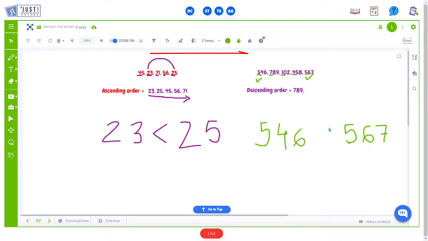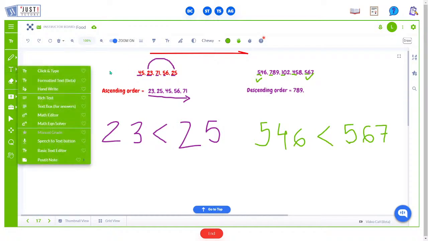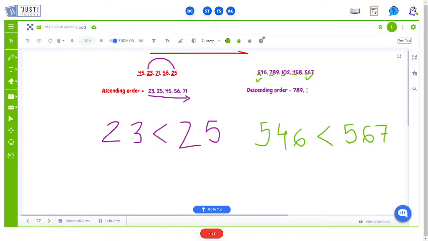So if we look at both the numbers carefully, we notice that 567 is bigger, 567 is more. So the next number that we would get is 567. 567 जो है वो bigger है. So उसको पहले लिखेंगे, then we would write 546 after that.